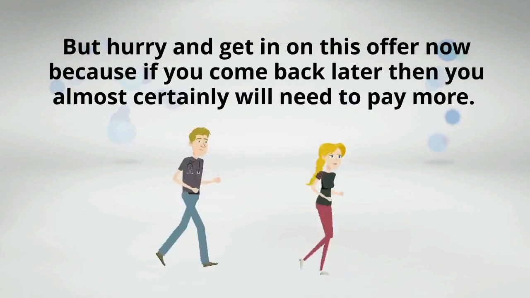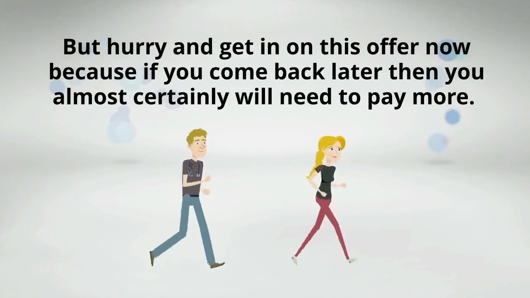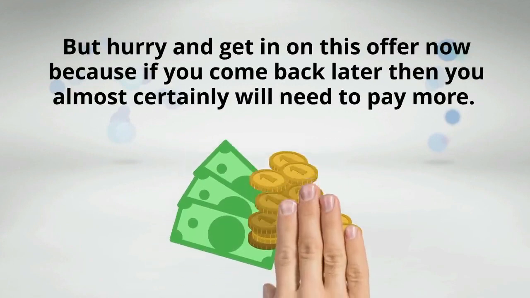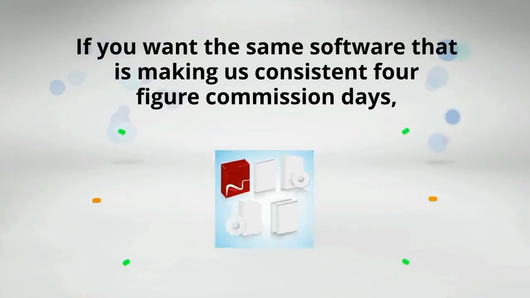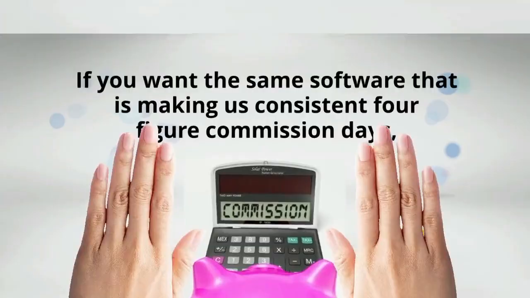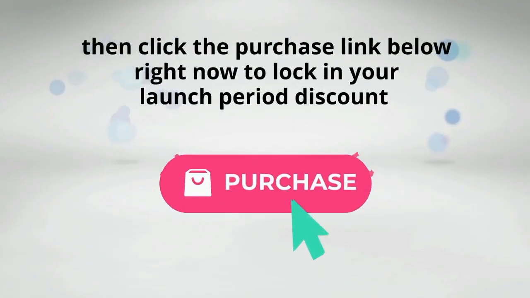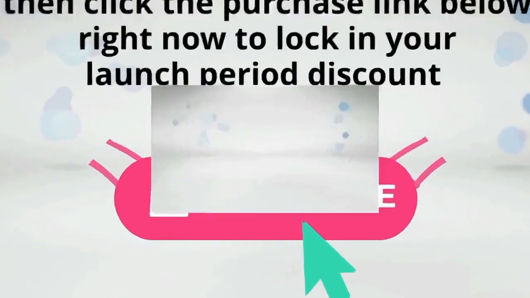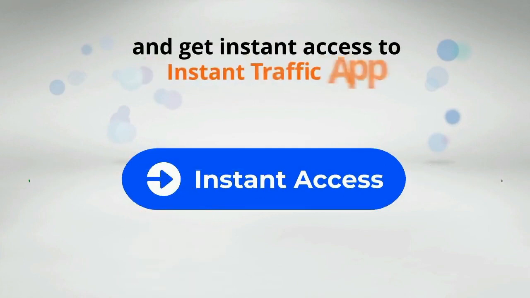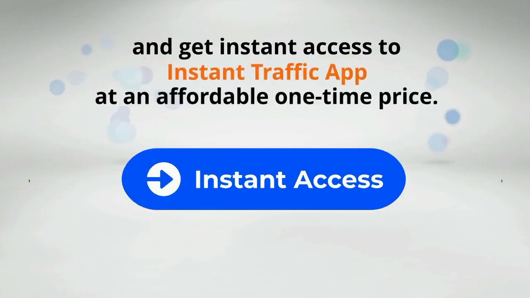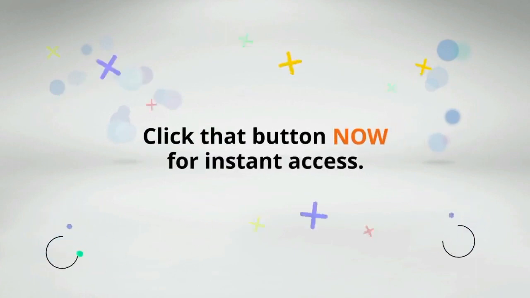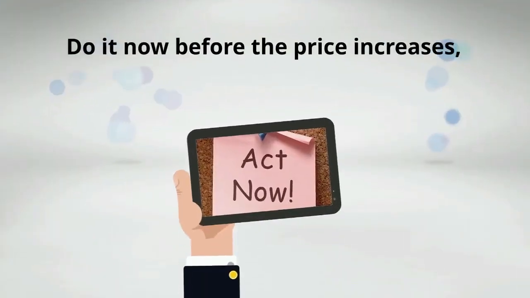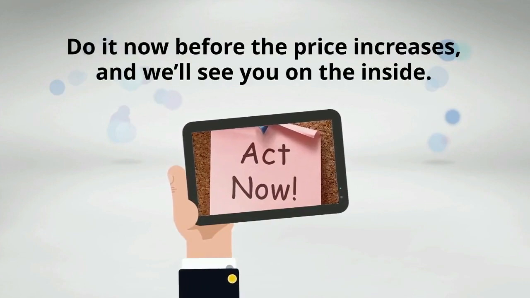But hurry and get in on this offer now, because if you come back later, then you almost certainly will need to pay more. If you want the same software that is making us consistent four-figure commission days, then click the purchase link below right now to lock in your launch period discount and get instant access to the Instant Traffic app at an affordable one-time price. Click that button now for instant access. Do it now before the price increases, and we'll see you on the inside.